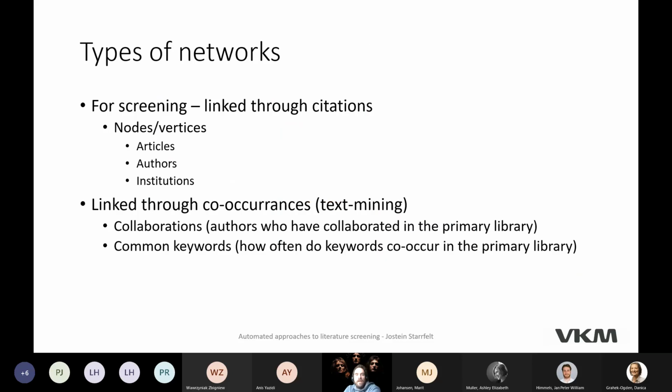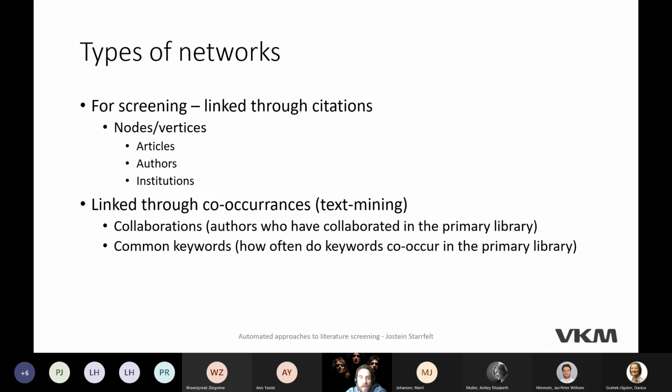There are different kinds of networks that we can build from all these individual articles. Like I said, all the nodes, or the dots that are connected by lines or by vertices, could be articles, authors, or institutions. They could probably also be a lot of other things, but initially we thought about these three.